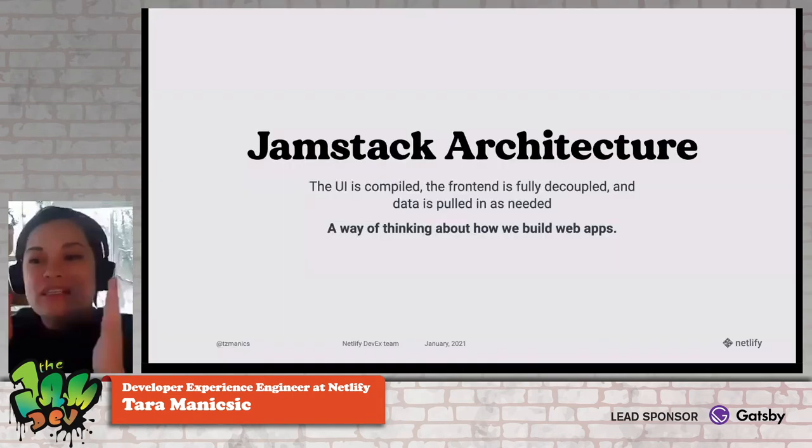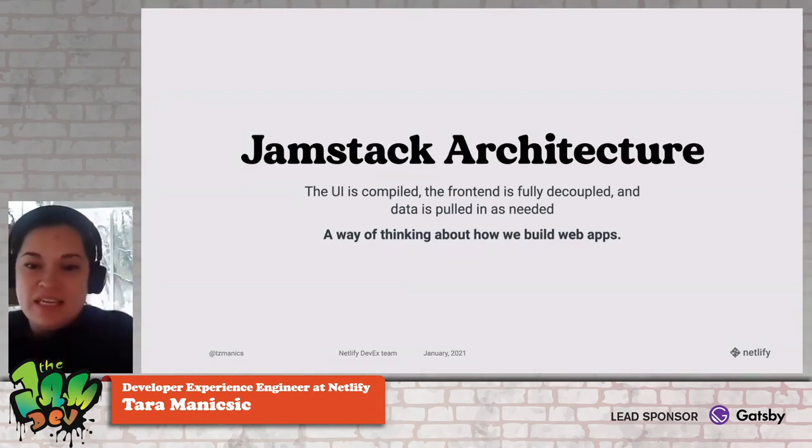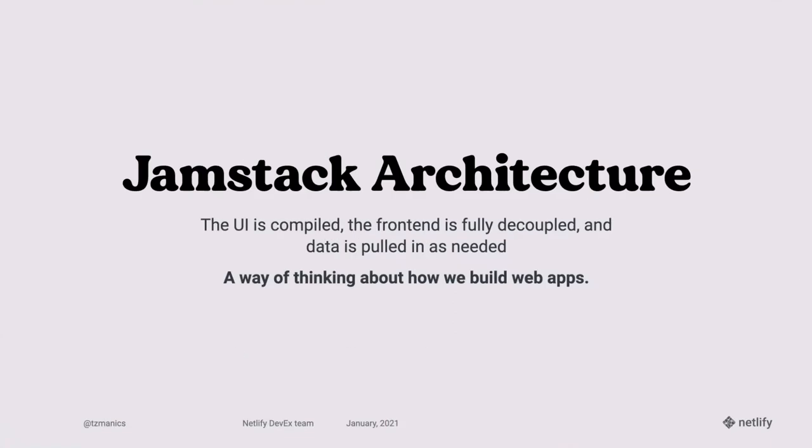So Jamstack architecture is basically a way of thinking about how we build apps. And I'll just say the UI is compiled, the front end is fully decoupled, and data is pulled in as needed. That's all I'm going to say about that. Let's leave it very succinct in that way.